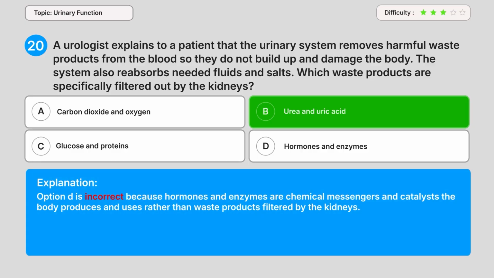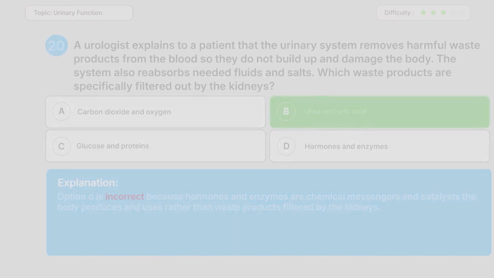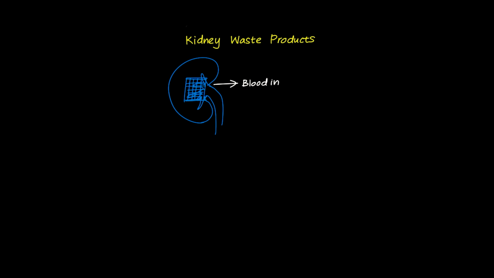Option D is incorrect because hormones and enzymes are chemical messengers and catalysts the body produces and uses rather than waste products filtered by the kidneys. The urinary system removes harmful waste products from blood so they don't build up. Which specific waste products do the kidneys filter out? Urea and uric acid. These are nitrogen-containing waste products from protein metabolism. When your body breaks down proteins and nucleic acids, it produces these compounds that would be toxic if they accumulated. The kidneys pull them out of the blood and excrete them in urine.